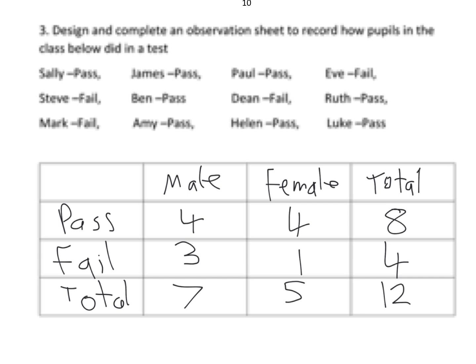Okay, and that is a two-way table, or an observation sheet. You could put little tallies in there as well. I suppose I'll stop talking.